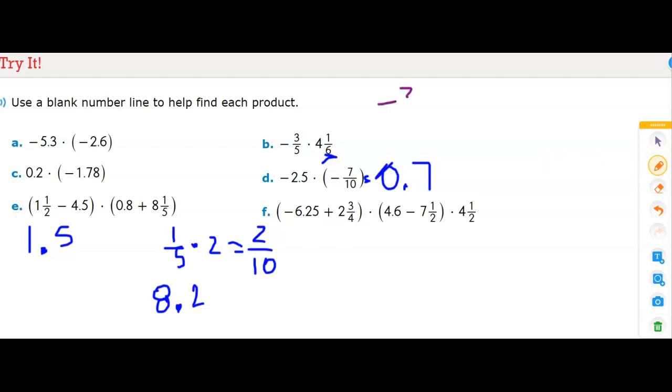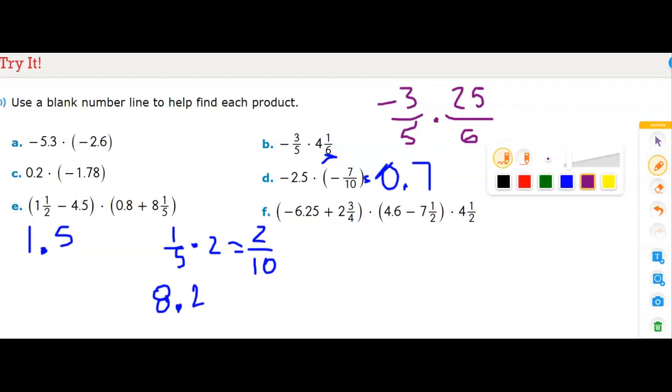So -3/5 times 6 times 4 is 24 plus 1 is 25. So that's 25/6. So we would do it this way. And then I always say that I like to simplify first. So I'm going to look diagonally across and see if I can simplify. 5 and 25, a common factor they have in common is 5, and it happens to be the greatest common factor. So 5 divided by 5 is 1, and 25 divided by 5 is 5.